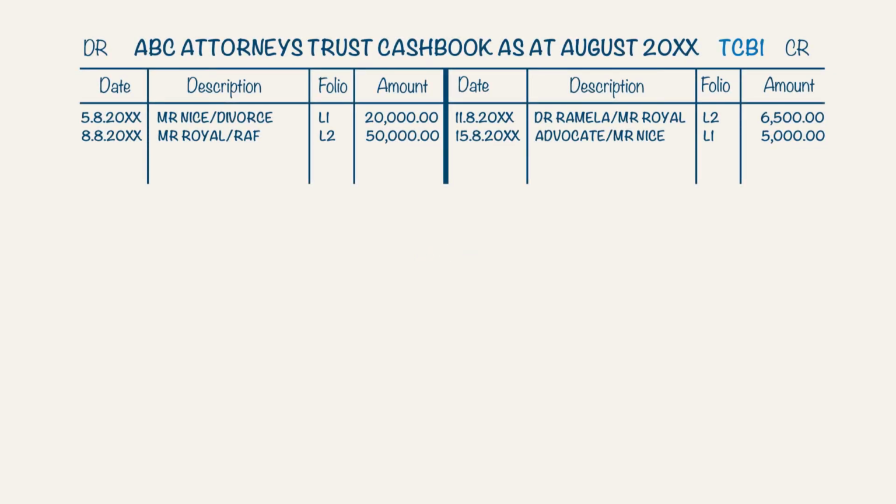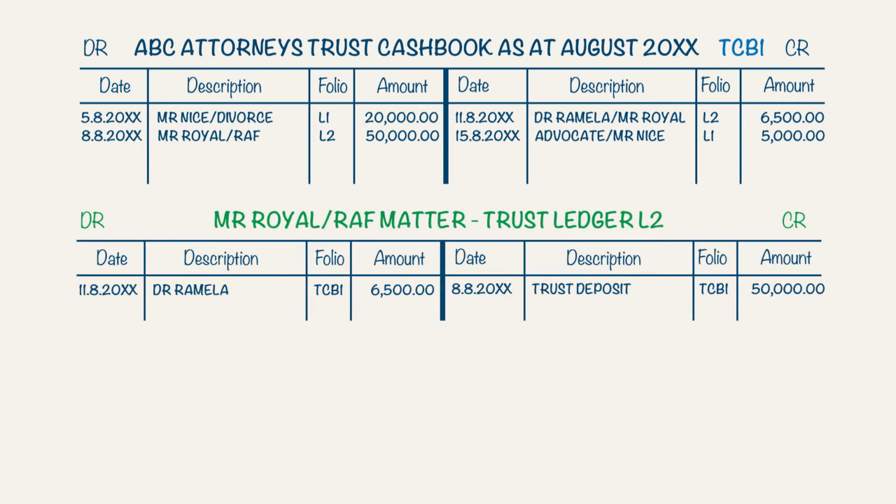Transaction 5. On 15 August 20XX, the firm paid Mr. Royal an amount of 31,000 Rand. In this transaction, the firm is paying Mr. Royal the money due to him from his claim with the RAF. You credit the trust cashbook with the amount of 31,000 Rand because the money has been paid out of the trust account of the firm. Since Mr. Royal is the one receiving the money, we must debit his trust ledger account with an amount of 31,000 Rand paid to him.